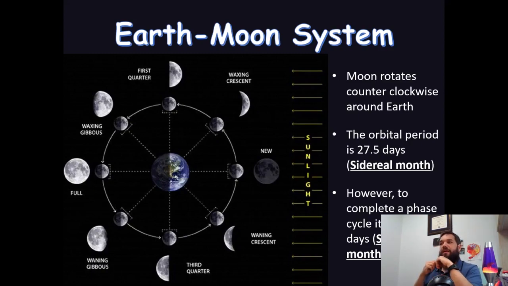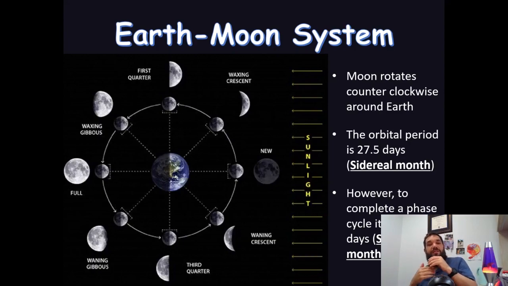So I might ask you, how long does it actually take the moon to go around the Earth? And the answer to that is it takes 27.5 days. That's a sidereal month. That's how long it actually takes the moon to go 360 degrees around the Earth. However, you know that the moon goes through phases, right? Full moon, new moon, quarter moon, and so on. It actually takes 29.5 days to go through that series of phases. Why?